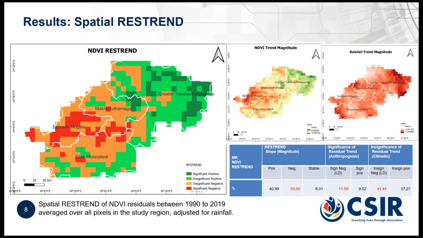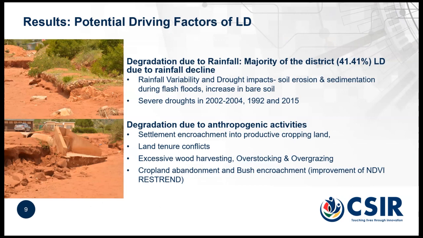And then from the RESTREND results and also the key informant interviews that we did, the following was uncovered. Firstly, rainfall was the main contributor, and rainfall factors affecting land degradation in the area include rainfall variability and the impacts of drought. This means that after a long period of drought that reduced vegetation cover in the area, flash floods have resulted in soil erosion, water erosion, and sedimentation in water resources. And there have also been severe droughts in the years 2002, 2004, 1992, and also 2015.